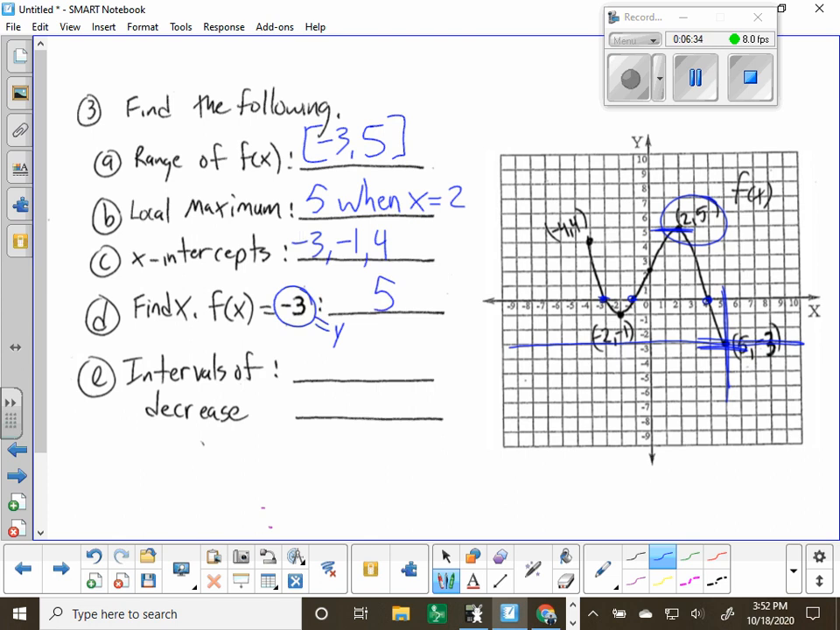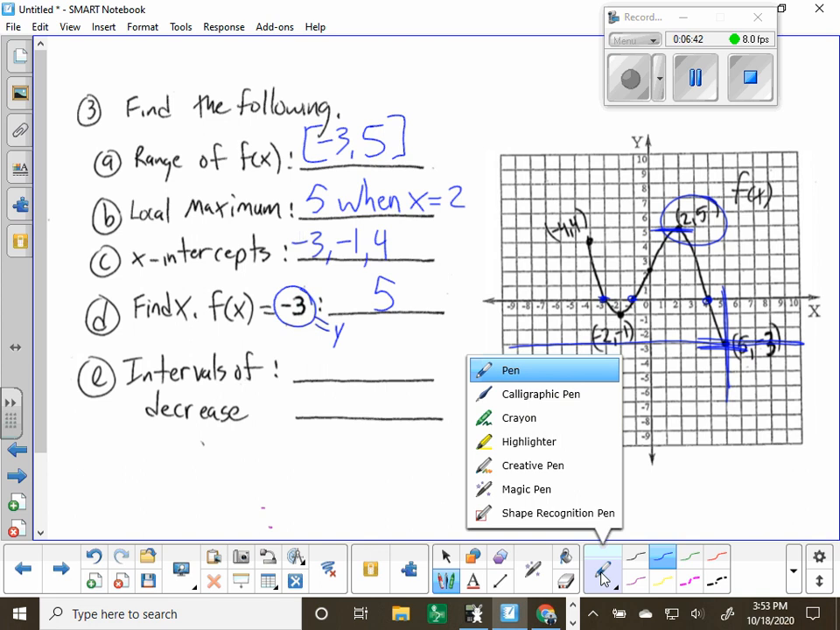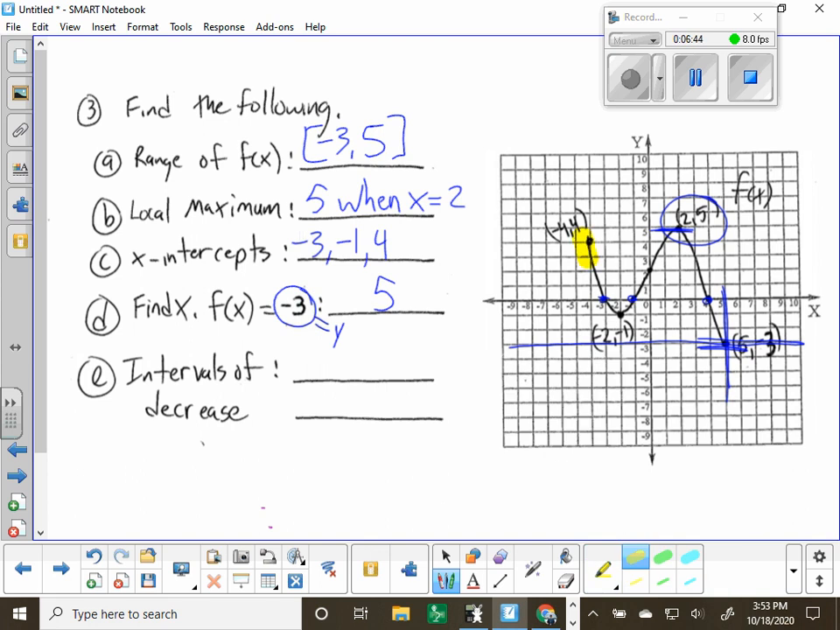Intervals of decrease. This is when it's decreasing. It's decreasing on these two intervals. So I'm going to go to the highlighter tool, and it's going down on this interval, and it's going down on this interval. So those two intervals are where it's going down.